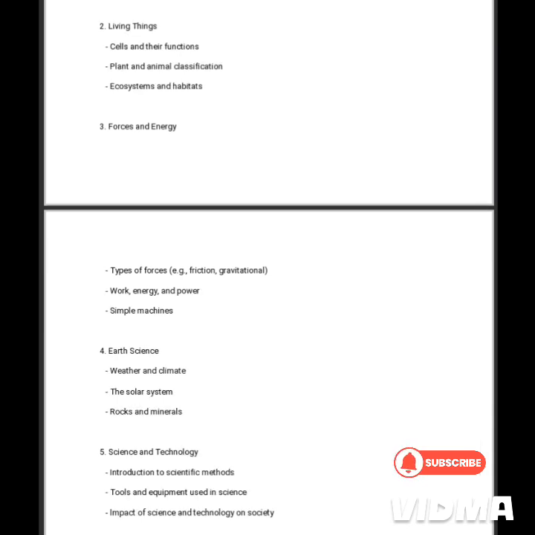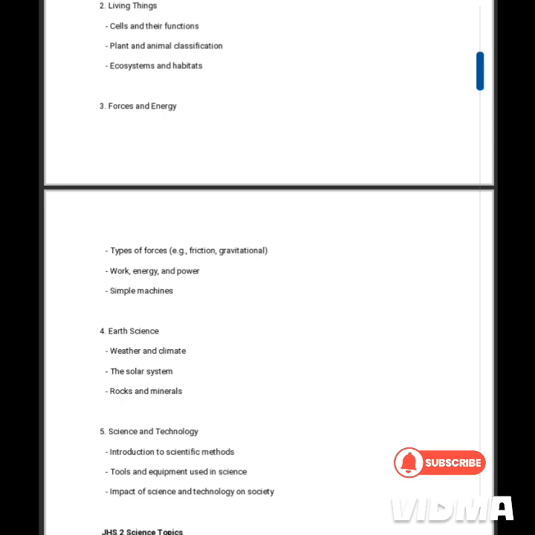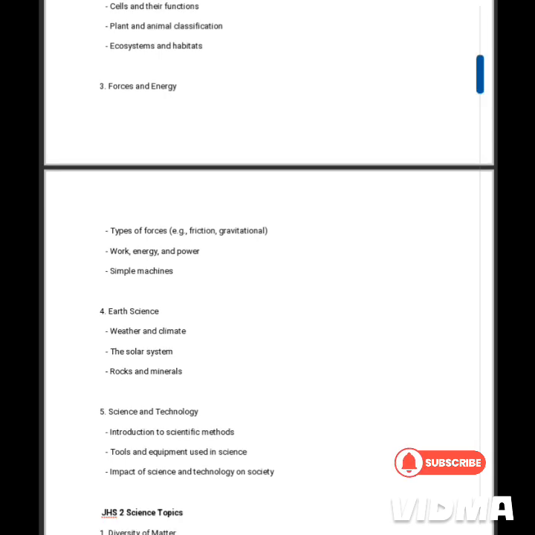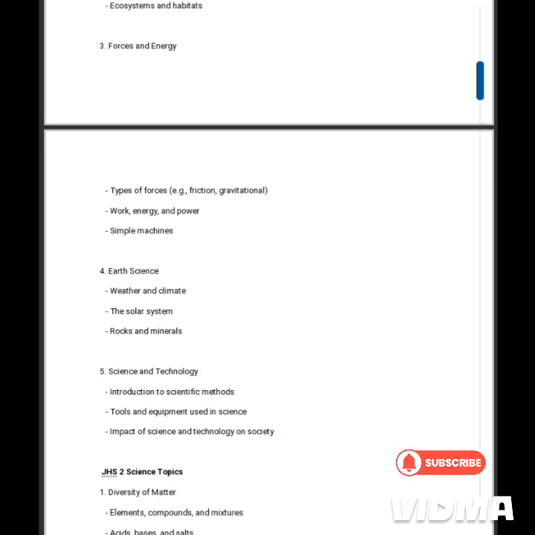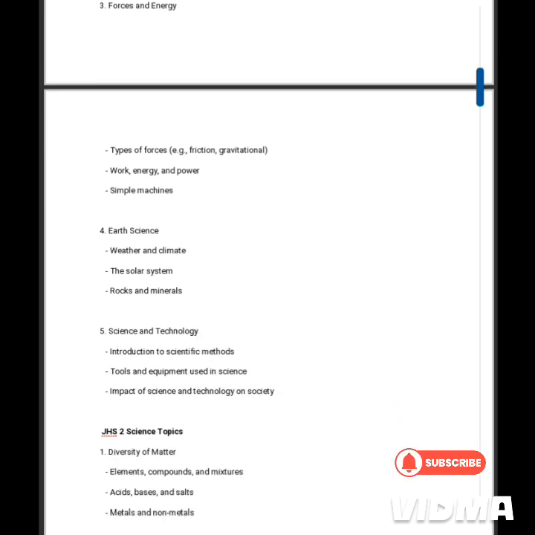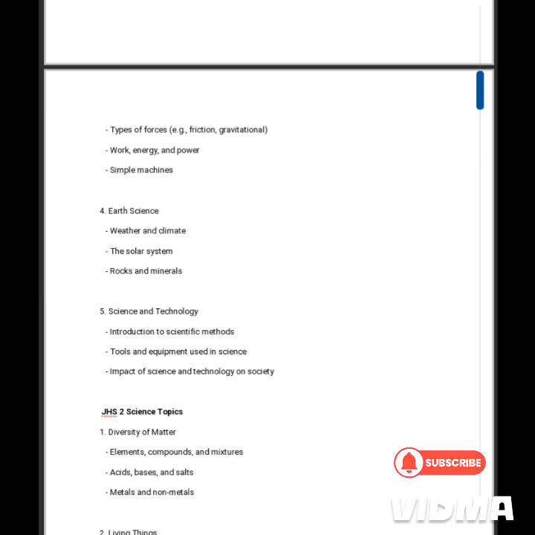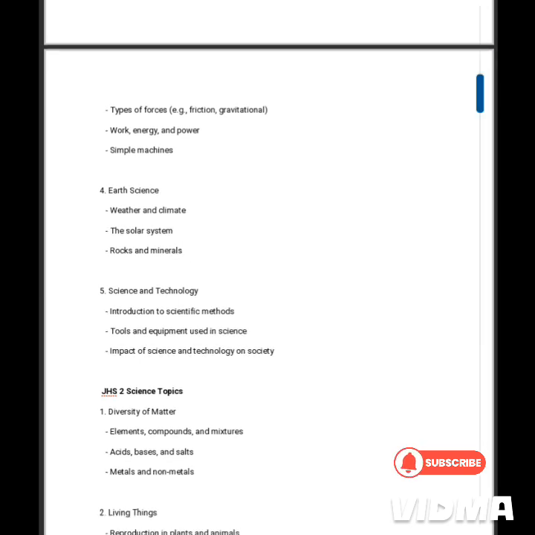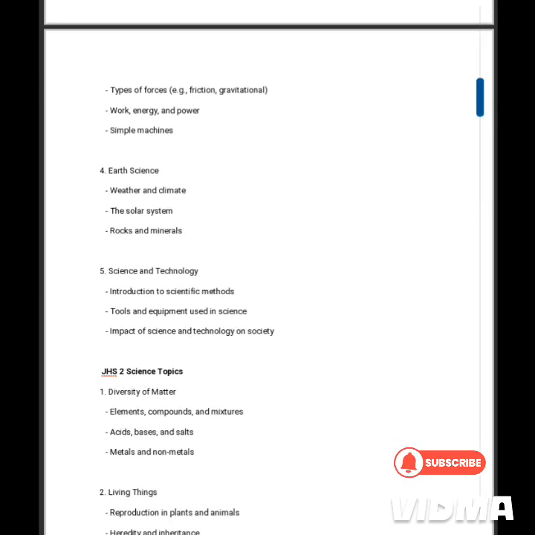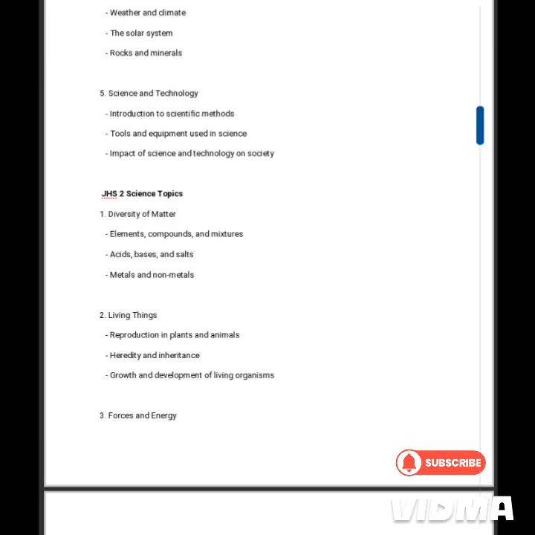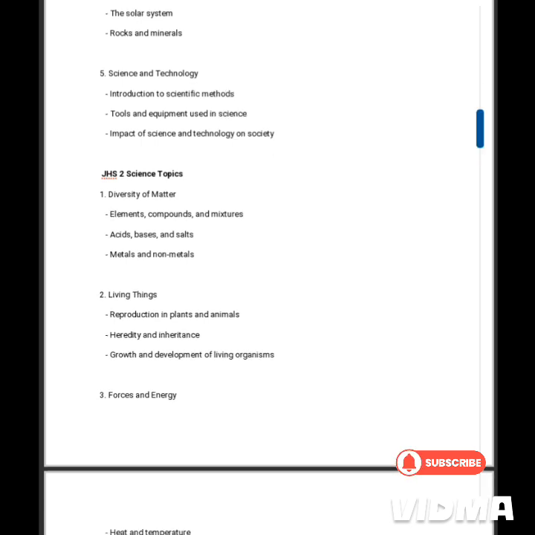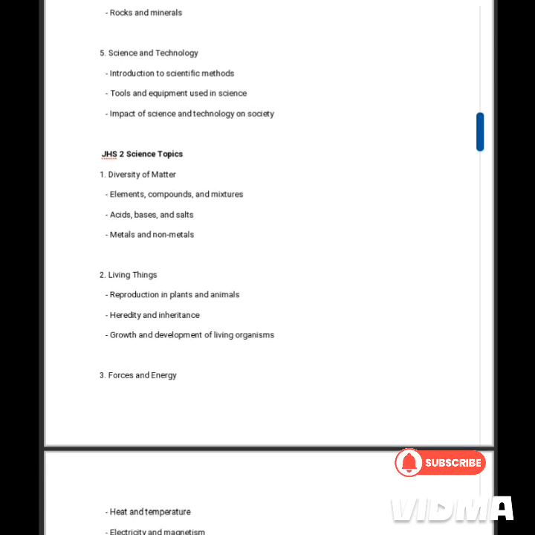JHS 2 Science Topics. 1. Diversity of matter: elements, compounds, and mixtures; acids, bases, and salts; metals and non-metals. 2. Living things: reproduction in plants and animals, heredity and inheritance, growth and development of living organisms. 3. Forces and energy: heat and temperature, electricity and magnetism, energy transformations.